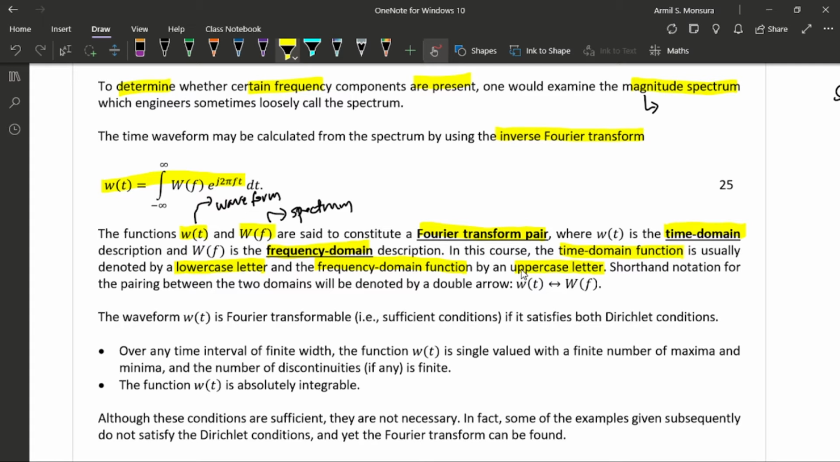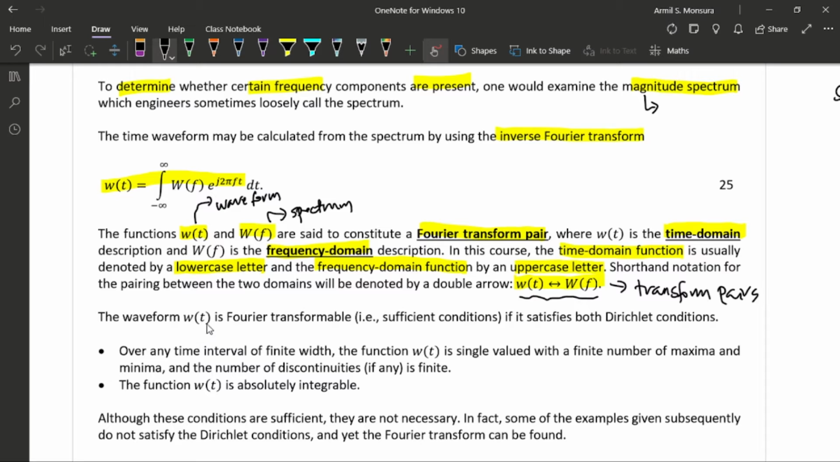Okay, so we use this notation, the double arrow notation, to denote that w(t) and W(f) are what we call transform pairs. So kapag itong dalawang to are transform pairs, we can actually write them in this notation. We don't use equal sign on that notation because those two functions are not equal. We emphasize that those two functions are not equal. They are just transforms of each other.